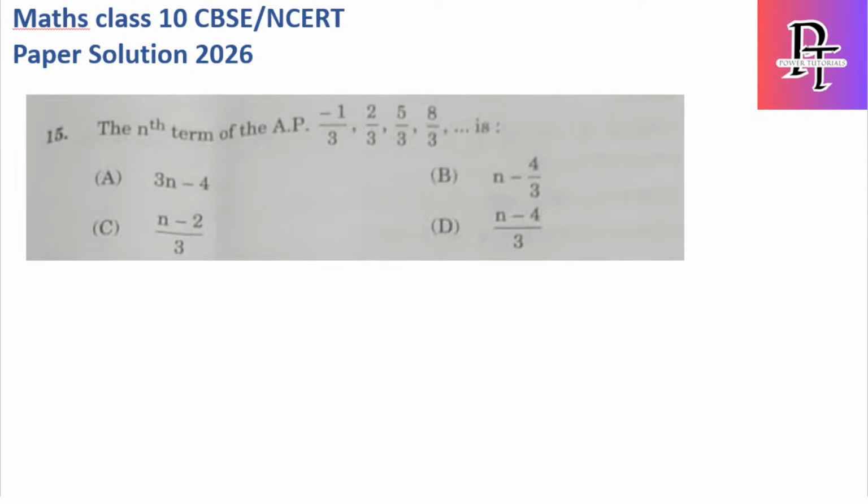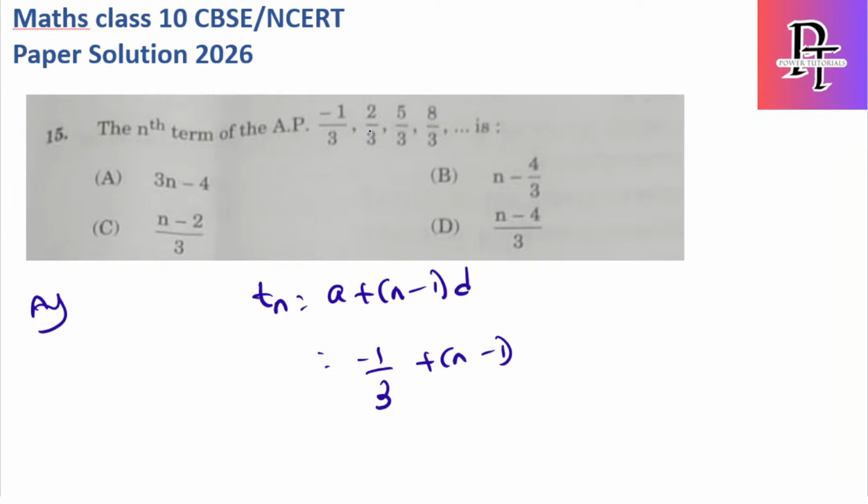Okay, let's move to 15th. The nth term of AP. So Tn or An, what is the formula? A plus n minus 1 into D. What is A value? Minus 1 by 3, plus n by 1. D value we need to find. Okay, I'll just use 5 by 3 minus 2 by 3, which is nothing but 3 by 3, which is 1. Okay, let me write it neatly.